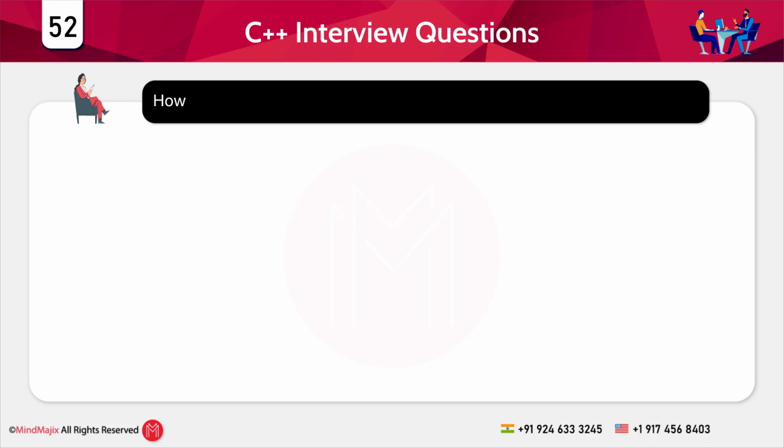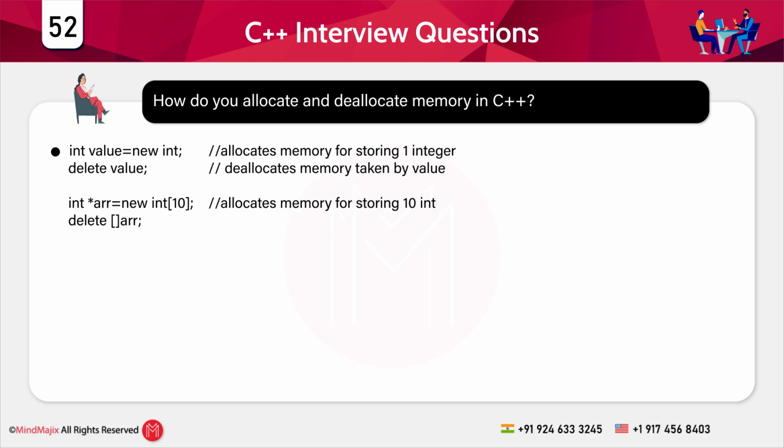The next question is, how do you allocate and deallocate memory in C++? In C++, the new operator is used to allocate memory, whereas the delete operator is used to deallocate memory. As you can see here, we have int and the variable is value, and here we have new int. We have used the keyword new, and this allocates the memory for storing one integer. Similarly, we have delete value. The variable that we created in the first step, we can delete using the delete keyword, which deallocates the memory of this variable value.